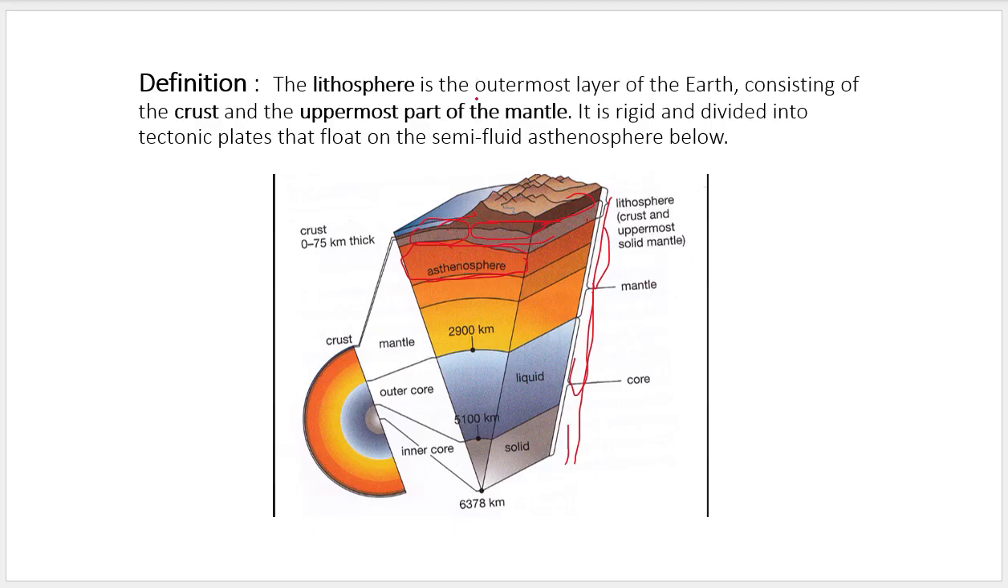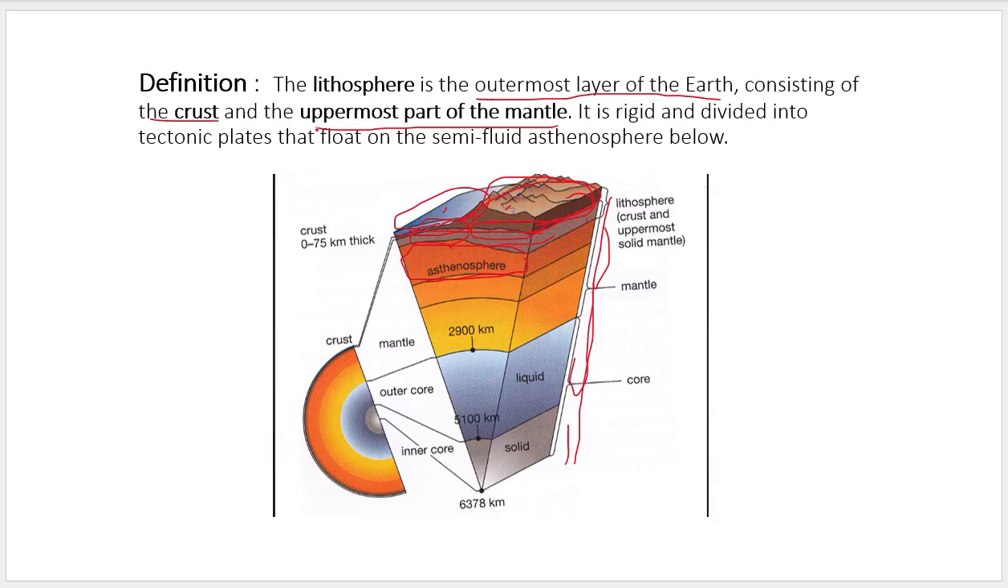Lithosphere is the outermost layer of the earth. It consists of crust and the outermost part of the mantle. Crust is nothing but the outer portion of our earth. Crust is also of two types. This is land, and this land crust is called continental crust. The ocean part, the water part, is called oceanic crust. These two, oceanic crust and continental crust, put together are called the crust.